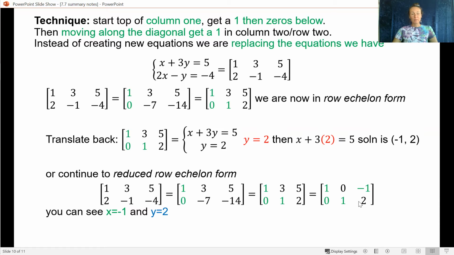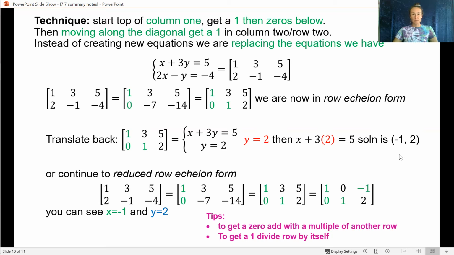You're welcome to continue to reduced row echelon form when you solve these, or to stop in row echelon form and go back to your equations and use substitution. Just a reminder, when you want to get a 0 in one of your positions, you should add a multiple of another row to that row. If you want to get a 1 in one of your positions, you need to divide that row by whatever value you have.